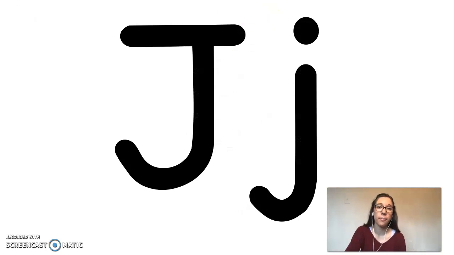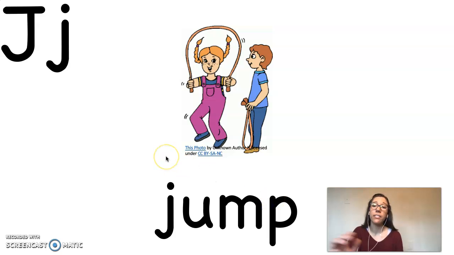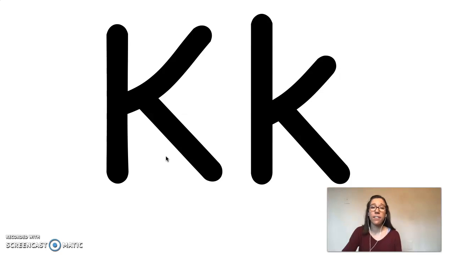Next we have J. J curves all the way down and then crosses at the top. Lowercase j also curves all the way down, but instead of a cross, it has a dot. J is a letter that says j, not g. J says j, as in jump. J is j, jump. Next up we have K.